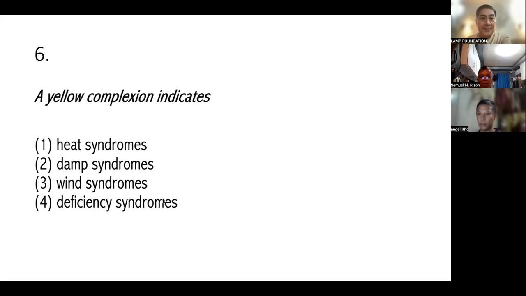Okay. Number 6. A yellow complexion indicates... my answer, Doc, is number 2 and 4. So letter C.